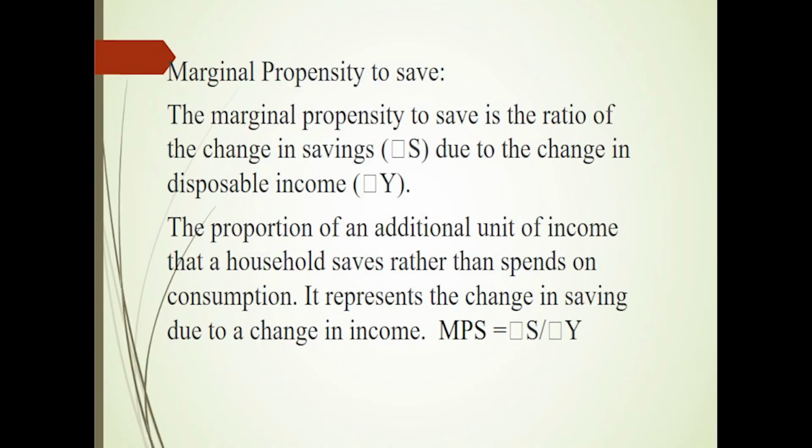It represents the change in savings due to changes in income levels. Whenever there is an increase in income levels, how much change happens in the savings, that is the marginal propensity to save. We can write the mathematical equation: marginal propensity to save is equal to change in savings, or delta S, by delta Y. What does it mean? The change in savings due to changes in income levels, that is the marginal propensity to save.